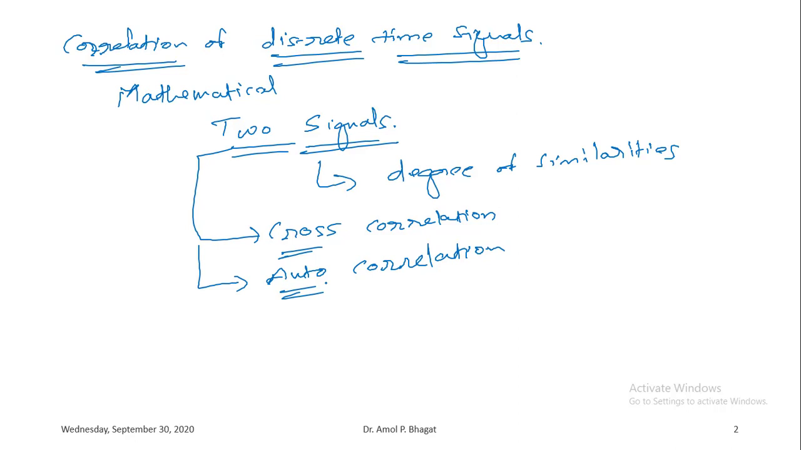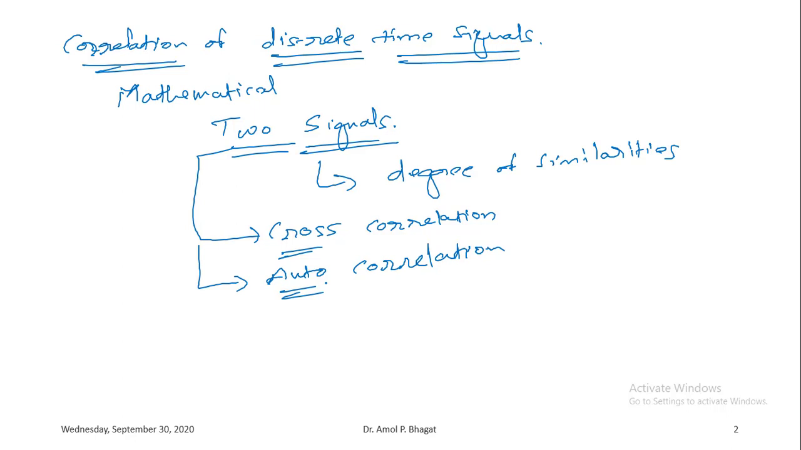In case of autocorrelation, just for example, a student entering the class at 8:30 a.m. I have taken a photograph of that student and I am comparing it with the photograph of the same student taken at a different time, just for example at 6:30 p.m. Those two photographs belong to the same student, so I am comparing two same signals here. I will apply the correlation operation and measure the degree of similarity between these two photographs of the same student, so I have to use the autocorrelation operation.